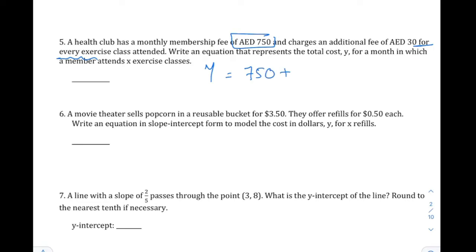الثانية 30 dirhams will be paid according to number of classes. تعتمد على عدد الكلاسز أو عدد exercises. So we will multiply it by X. So if you write it in slope intercept form, this will be y equals 30x plus 750. هذه اللي هي نفس طريقة slope intercept form.